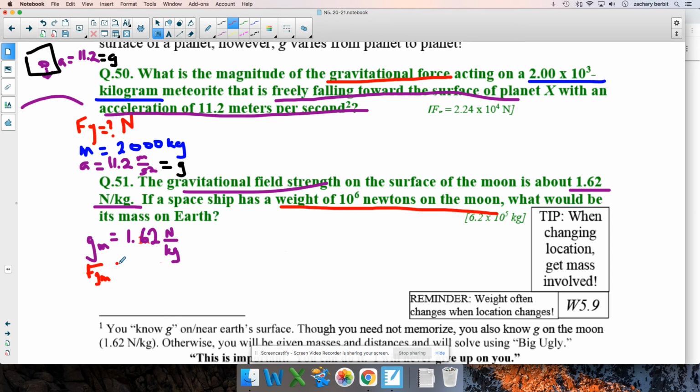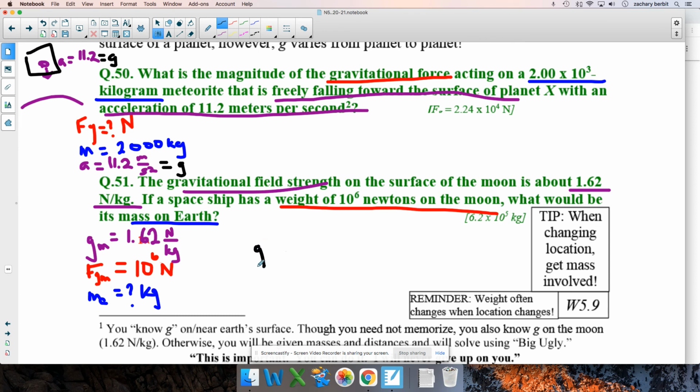As you've seen in your Fg versus r graphs, weight can change depending on the location. So you can come over here, pop in your 10 to the 6. That's a million, by the way. 10 to the 6 newtons on the moon. And the question asks, what would be the mass on Earth? Mass on Earth is our question mark given, of course in kilograms. Now, some of you may recognize immediately, oh, okay, I got this. Good. However, if you don't, or even if you do, let me point one thing out here.